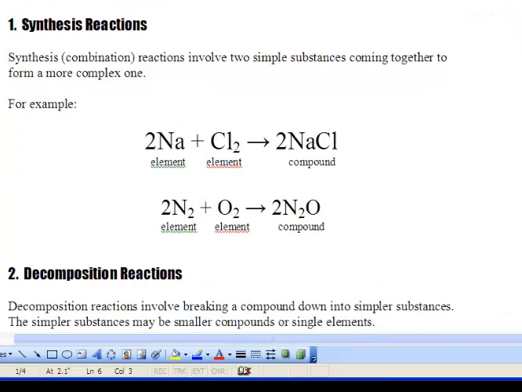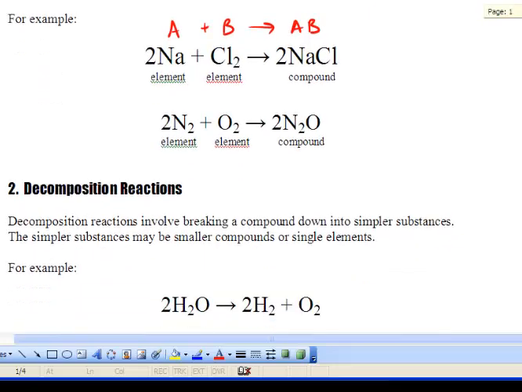All right, so synthesis reactions. Synthesis reactions involve two simple substances coming together to form one. So we've got A plus B, and we get AB. Synthesis means to make, like a synthetic drug, something like that. We put things together to get a final product. So we've got an element plus another element, and we get a compound. In this example, we've got sodium plus chlorine, and we get NaCl. Next, we've got nitrogen and oxygen, and then we get dinitrogen oxide.